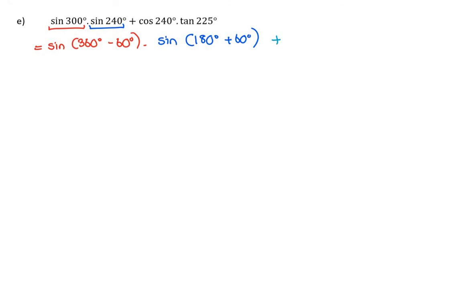Now in my next term, you'll notice I have 240 again, this time with cos, so again I rewrite that as 180 degrees plus 60. And lastly, tan of 225, I would rewrite as tan of 180 plus 45. So I'm getting quite tight there.